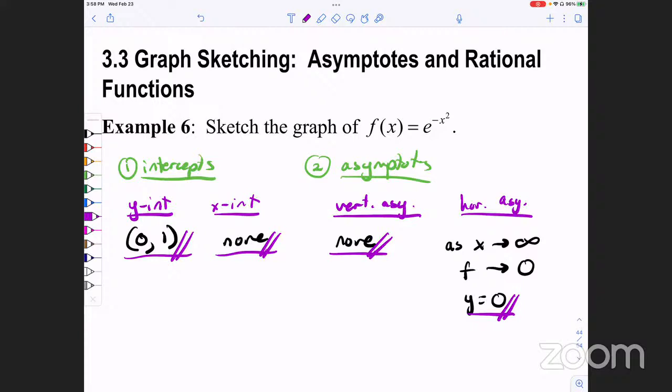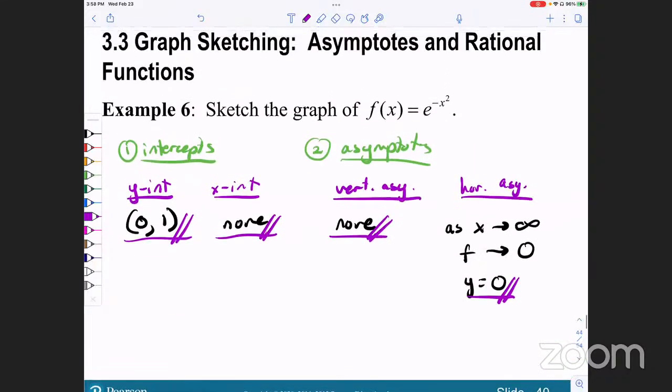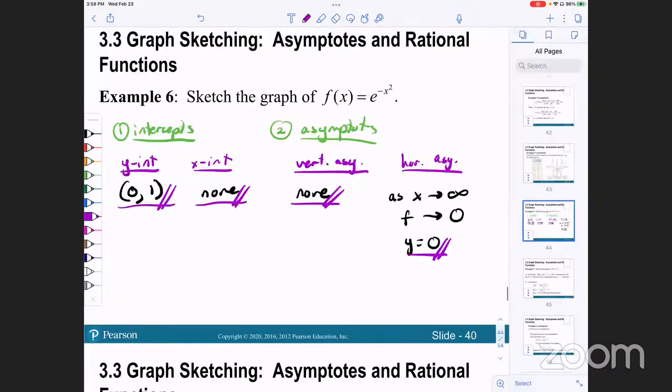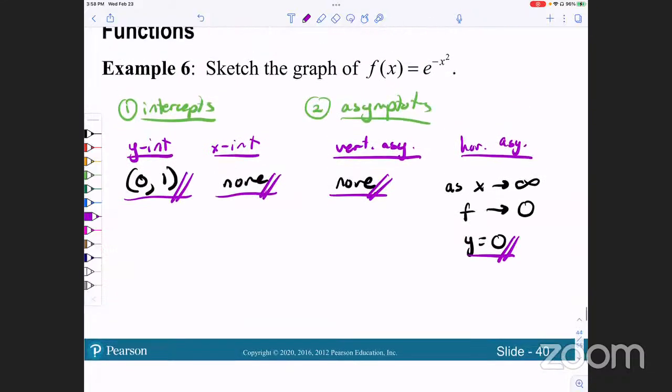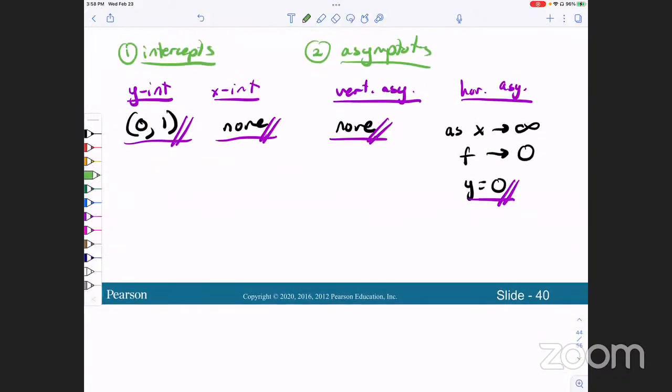Let me see. After asymptotes, what else do we do? Oh, so then we did the derivatives, right? So we use like the first derivative, second derivative. Give myself some space. So next, let's find derivatives and domain. So then the third part was derivatives and domain.